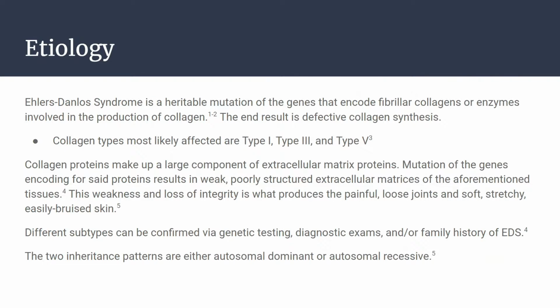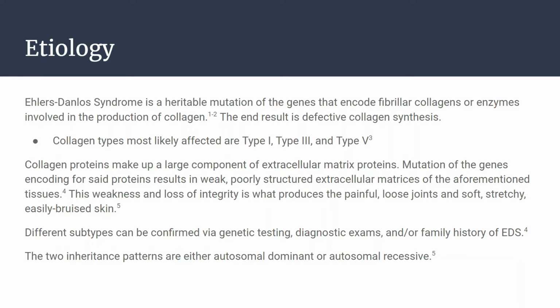What you really need to know about the etiology of EDS is that it's a heritable mutation of genes that encode for collagen, and that defective collagen is most of the time type 1, 3, and 5. So collagen makes up a large component of extracellular matrices, and when you lose effective collagen synthesis, it results in those collagen-rich structures becoming loose, weak, painful, stretchy, like I mentioned earlier.